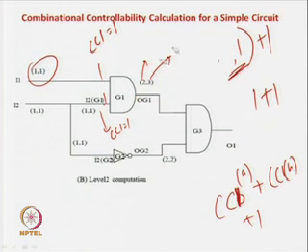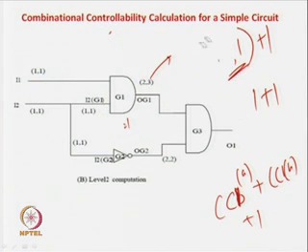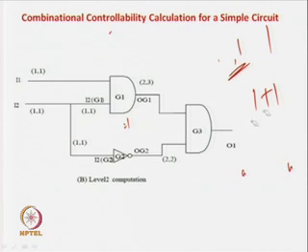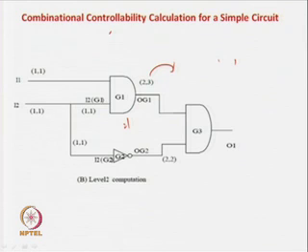So, we simply get a 3 over here, that is the combinational controllability of 1 at this one, which is 1 plus 1 plus the level shift 1.